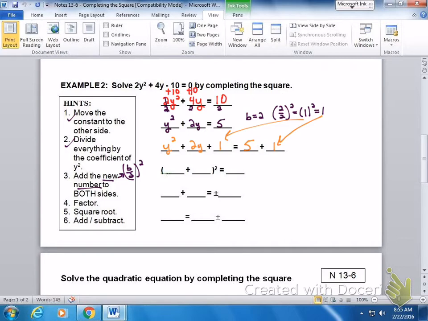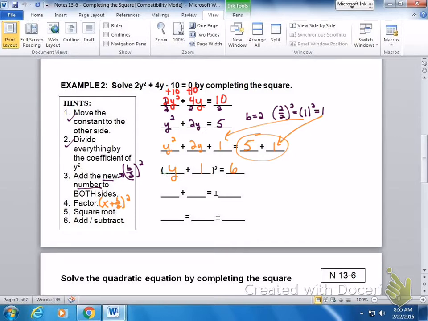Now I can factor it. This is where we do our variable plus b over 2, squared. So my variable is y. I know that b is 2, and I know that b over 2 is 1, so I get y plus 1 squared. And then just fix the other side. 5 plus 1 is 6. Now we can actually solve.